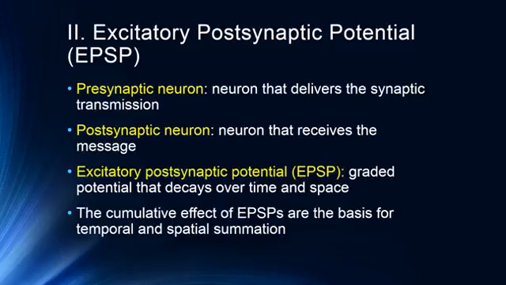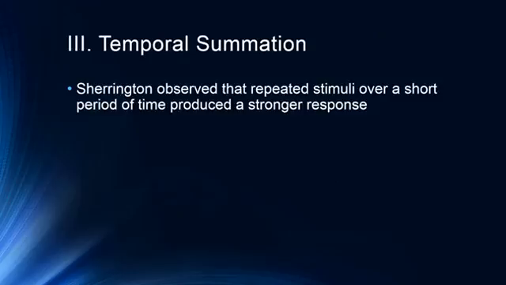These excitatory postsynaptic potentials are graded potentials that can decay over time and space. So the cumulative effect of excitatory postsynaptic potentials is the basis for both temporal and spatial summation, which we're going to talk about here in a second. Remember what Sherrington found is that if you use the same level of stimulus that on its own would not produce a reflex, but did it several times in a row or at several different locations, you got a reflex, and sometimes at a greater magnitude than you might have from just a single sufficient stimulus. So what Sherrington discovered are temporal summation and spatial summation.